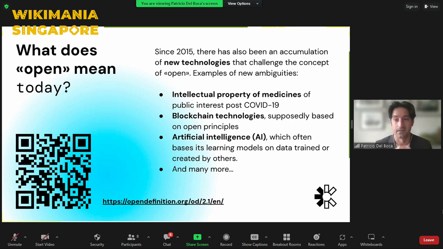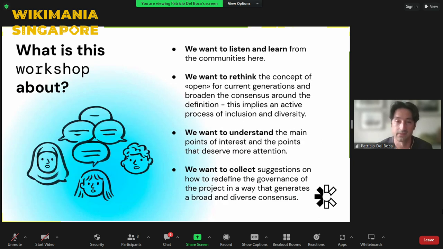So that's the context of this workshop. We have an open definition. It has worked perfectly in the past. It has created a lot of consensus, but the world has changed and we need to revisit it, and see what can be upgraded and what can be adapted to face today's new challenges. And with that, I'm going to pass the word to Carol, the partnerships lead at the Open Knowledge Foundation, who is going to explain what the workshop is about today and how the dynamic is going to work. Over to you, Carol.